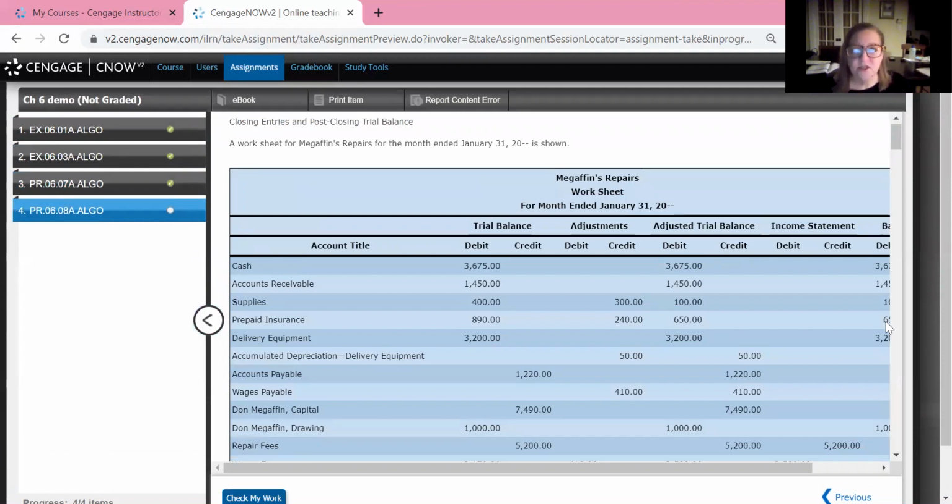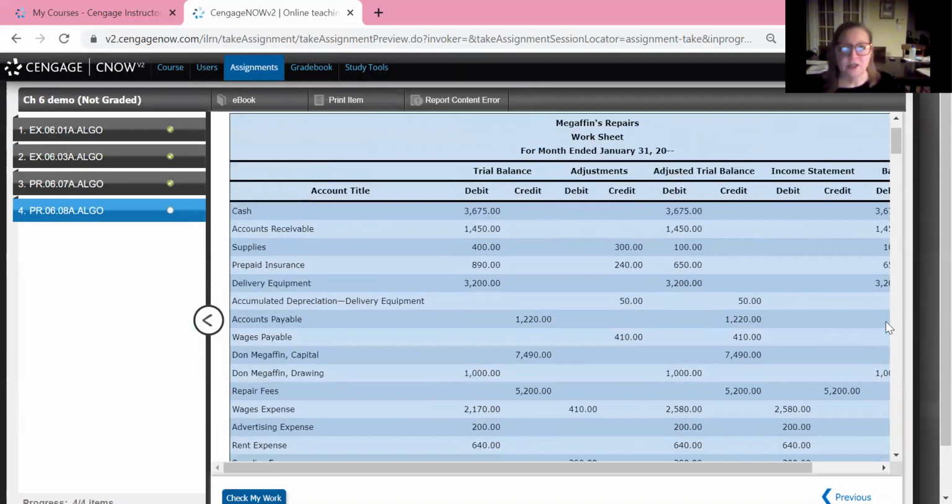And this one is asking us just to do the closing entries and the post-closing trial balance. So this one, really simple. It's easy to get it wrong if you don't know about closing. So remember, closing is where we're trying to zero out each account that's temporary so that we can start a new period. So this is what we're about to do.